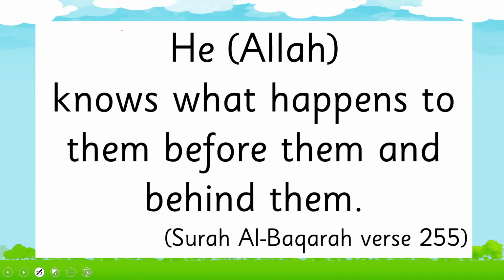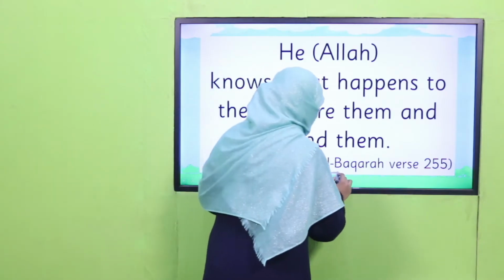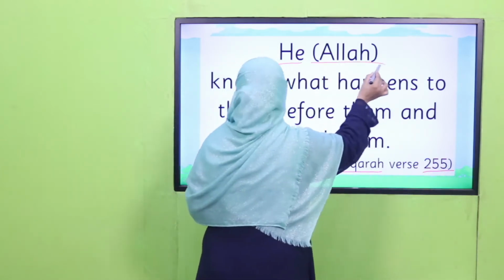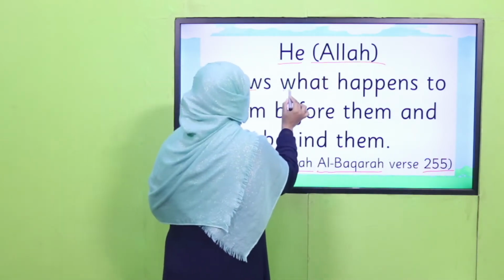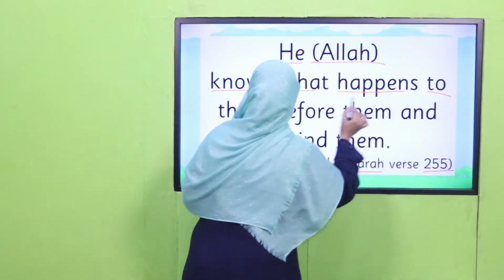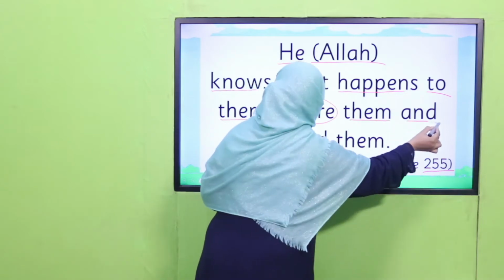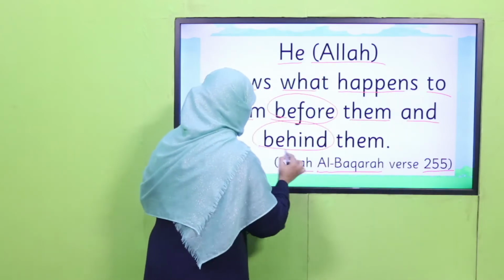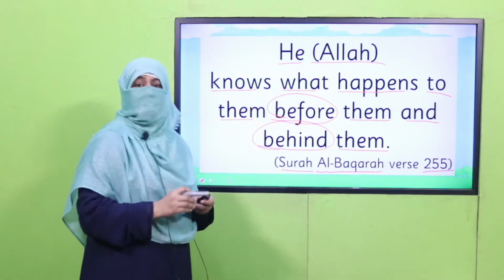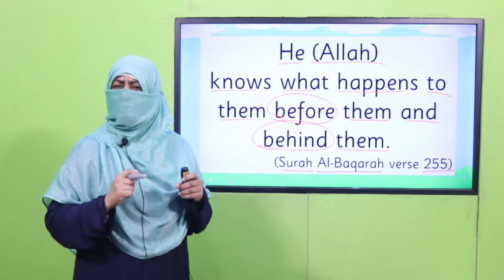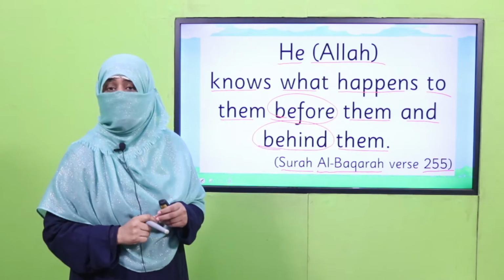So let's start with the name of Allah subhanahu wa ta'ala. Allah says in Surah Al-Baqarah, verse 255, He, Allah, knows what happens to them, before them and behind them. Allahu Akbar. Yes, my dear children, this is a beautiful verse showing the supreme power of Allah subhanahu wa ta'ala.